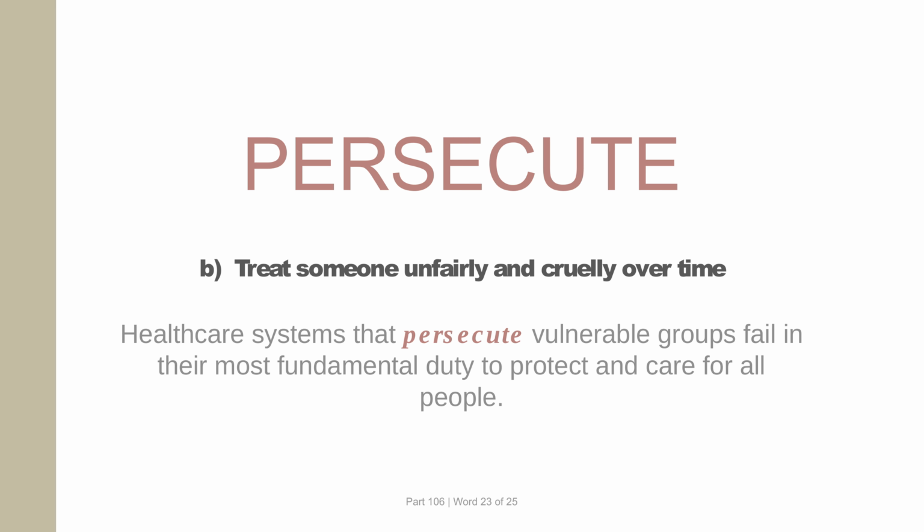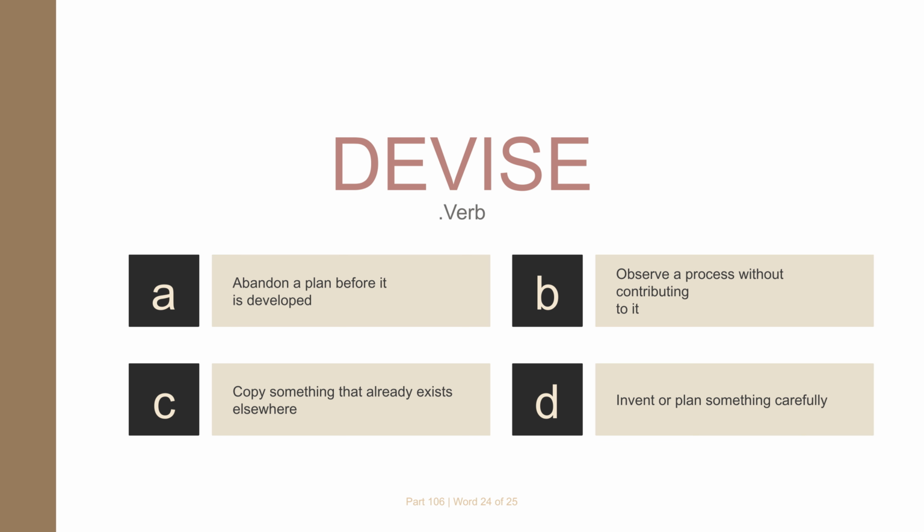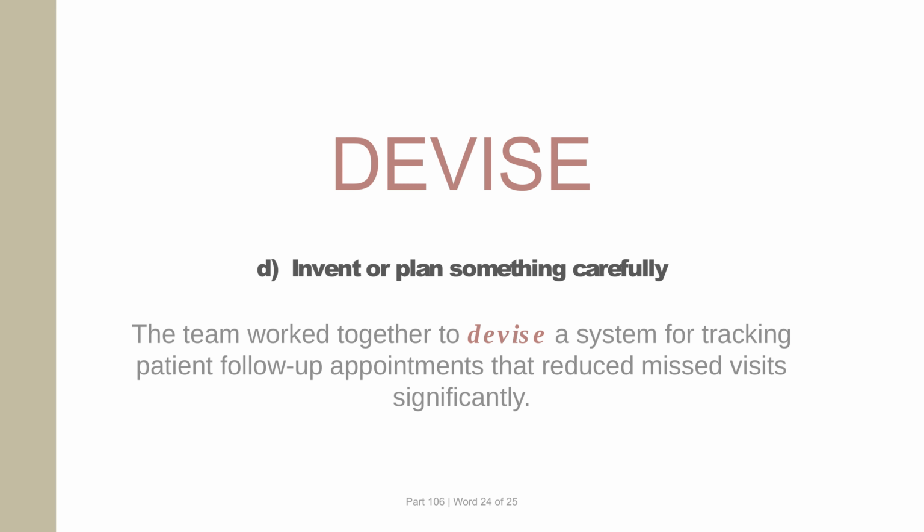Question 24. What is the meaning of devise? Option A, abandon a plan before it is developed. Option B, observe a process without contributing to it. Option C, copy something that already exists elsewhere. Option D, invent or plan something carefully. Correct answer, option D. The correct meaning of devise is invent or plan something carefully. Example: the team worked together to devise a system for tracking patient follow-up appointments that reduced missed visits significantly.